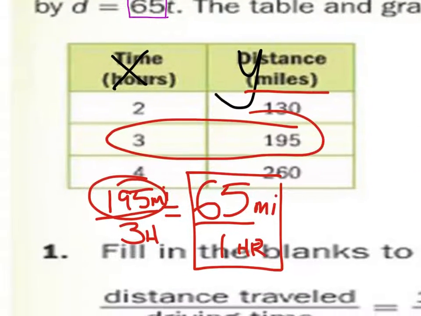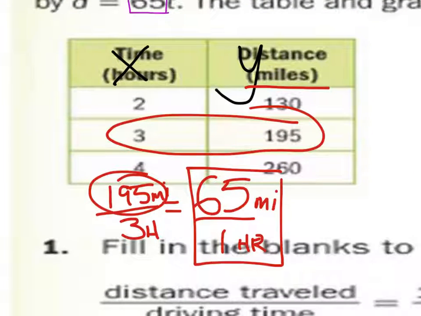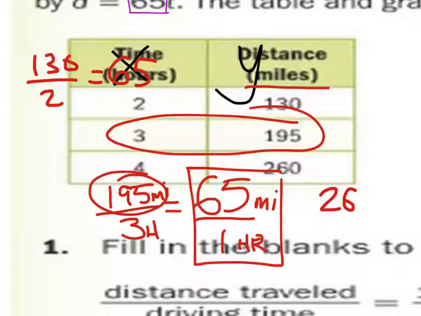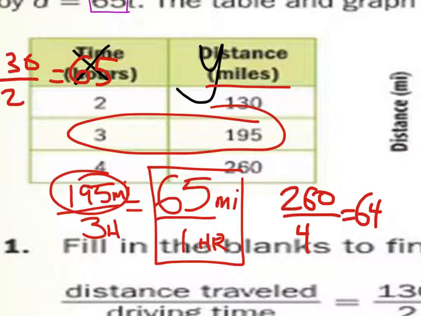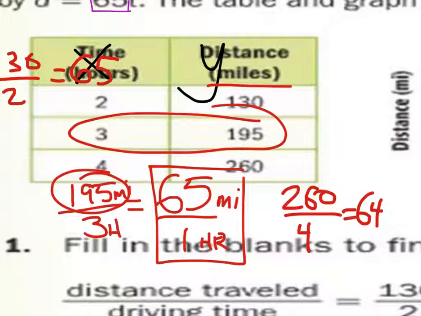How would I know that this table is proportional? Divide. Yeah, just divide them all, okay? So 130 divided by 2 is 65. We already did 195 divided by 3, which is 65. So 260 divided by 4, is that 65? Yeah, these are all equivalent fractions, okay?